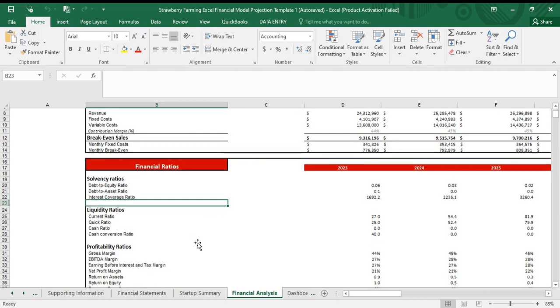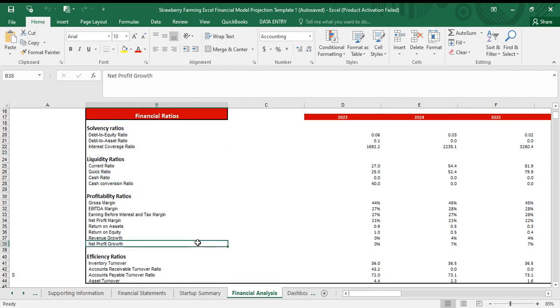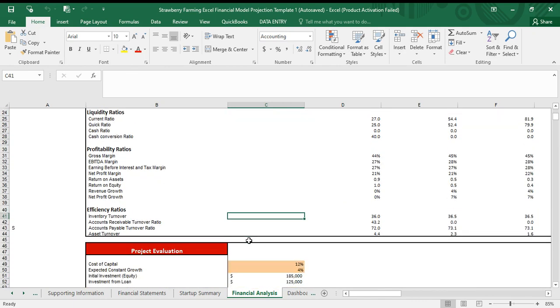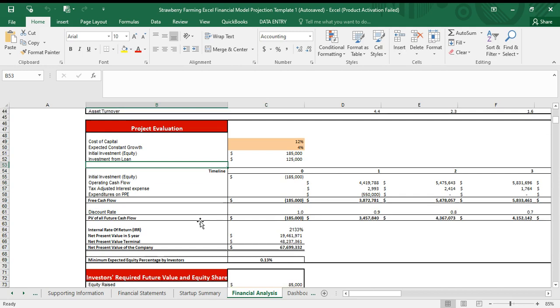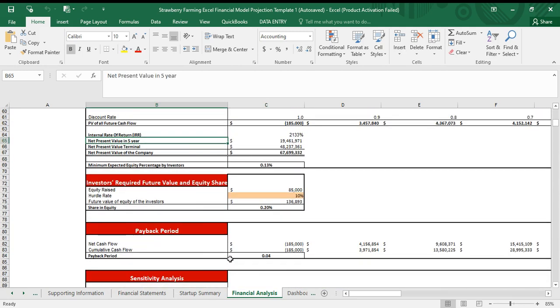Similarly, financial ratios include solvency, liquidity, profitability, and efficiency ratios. These ratios can be used by the business for comparison with previous years or comparison with business competitors. In the project evaluation, we have calculated the NPV, IRR, and the payback period for the business.